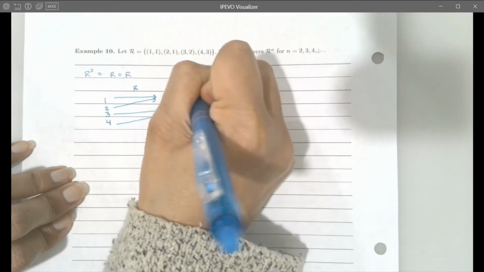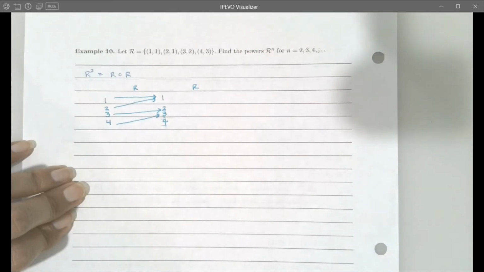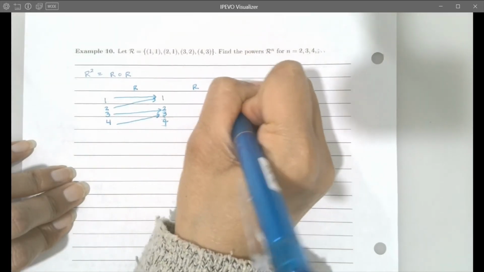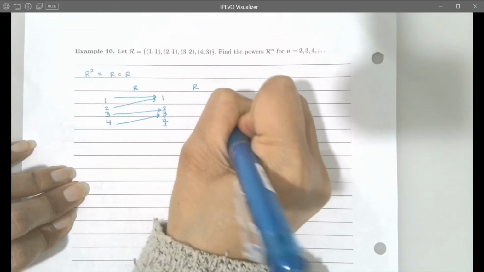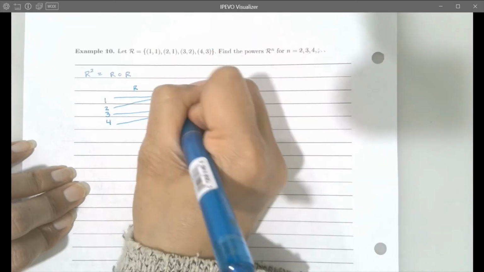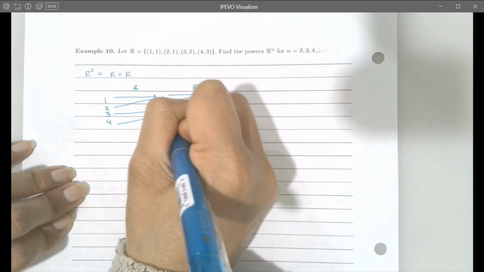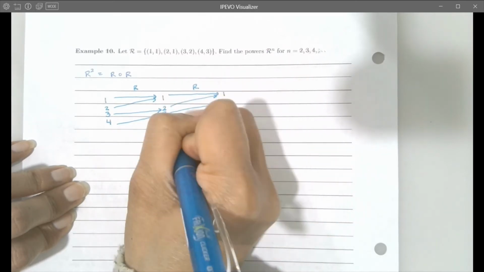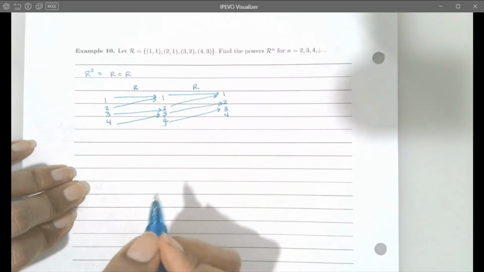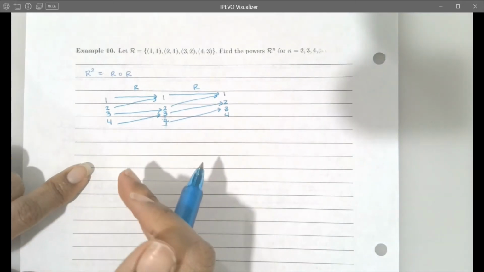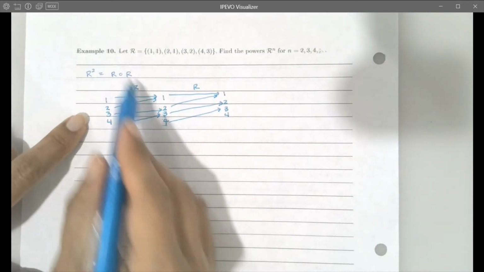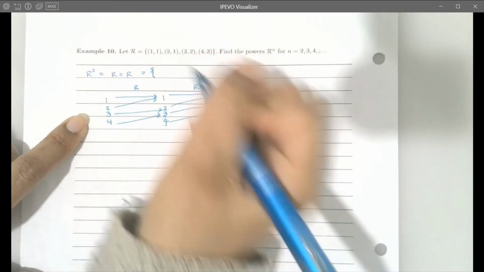Okay. And then R is going to repeat the same mapping. So 1, 2, 3, 4. 1 gets mapped to 1, 2 gets mapped to 1, 3 gets mapped to 2, and 4 gets mapped to 3. So now that we have this diagram, we can read what R of R is going to contain.